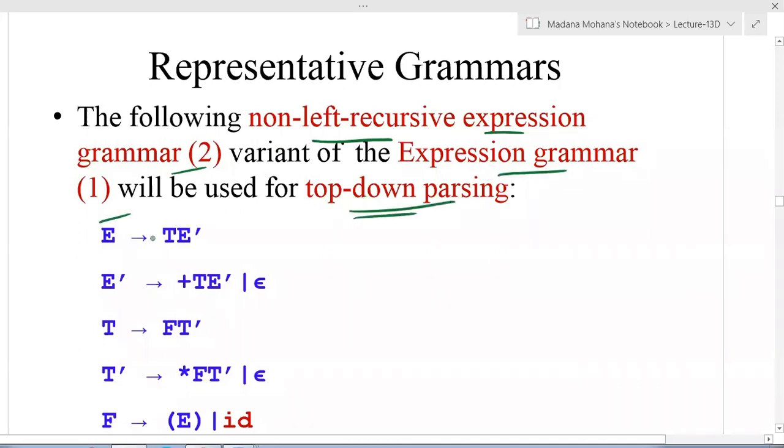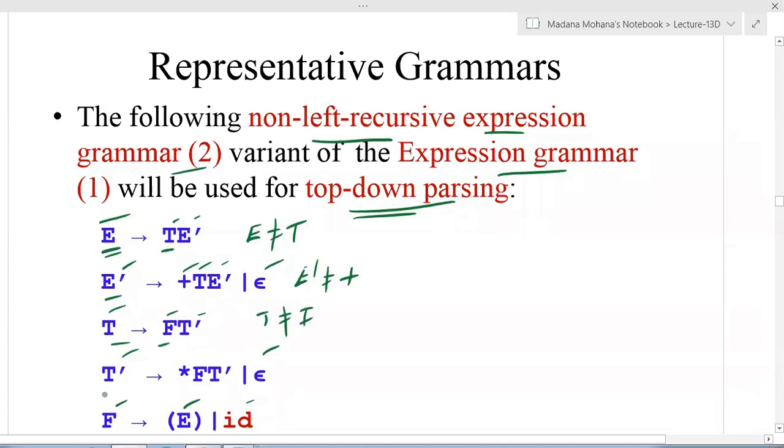for top-down parsing. Now here you can see E derives TE', E' derives plus TE' or null, then T derives FT', then T' derives star FT' or null, then F derives E within parentheses or ID. Now we can see this is not left recursive because the left-hand side variable is not the same as the leftmost variable on the right-hand side. So here E is not equal to T. Then E' is not equal to plus. Then T is not equal to F.